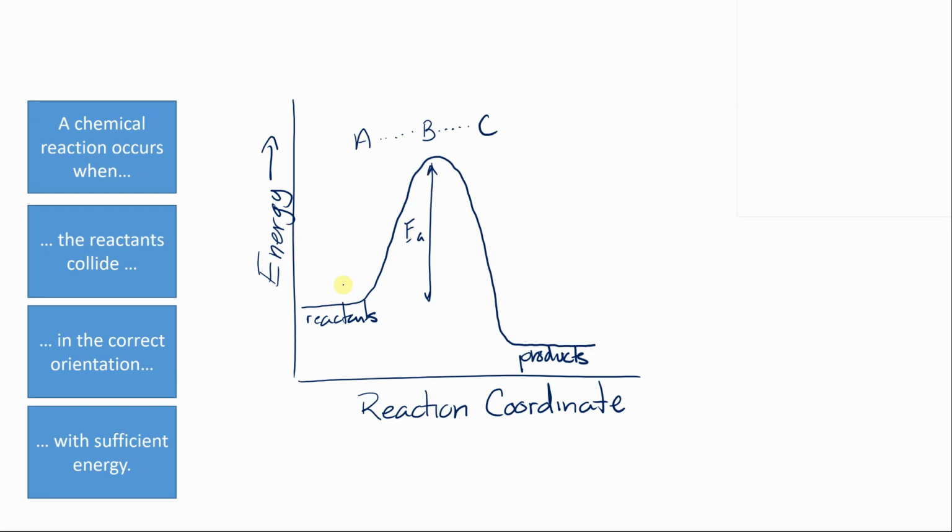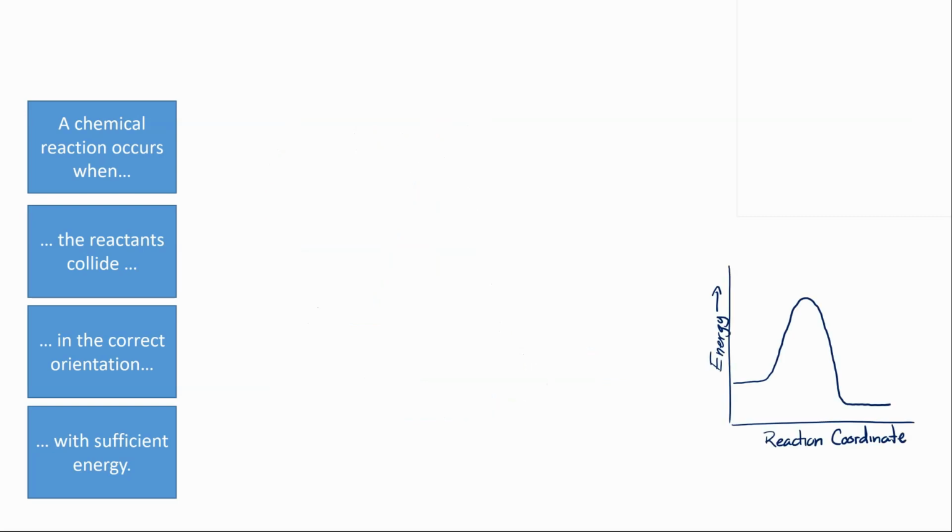If the reactants collide and don't have enough energy to get over that hill in some ways, then they can't form products. So those are the three criteria: that the reactants collide, that they collide in the correct orientation, and that they collide with sufficient energy. We can use these three rules to start talking about how different parameters might affect the rate of a reaction.